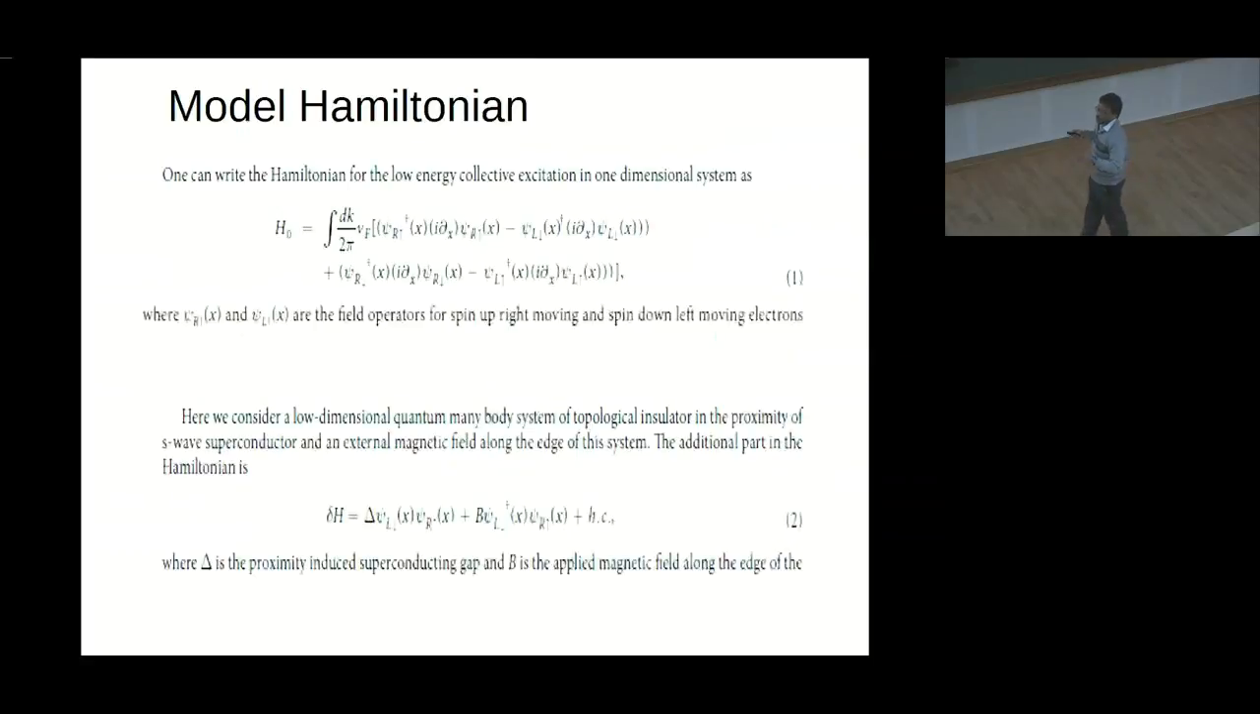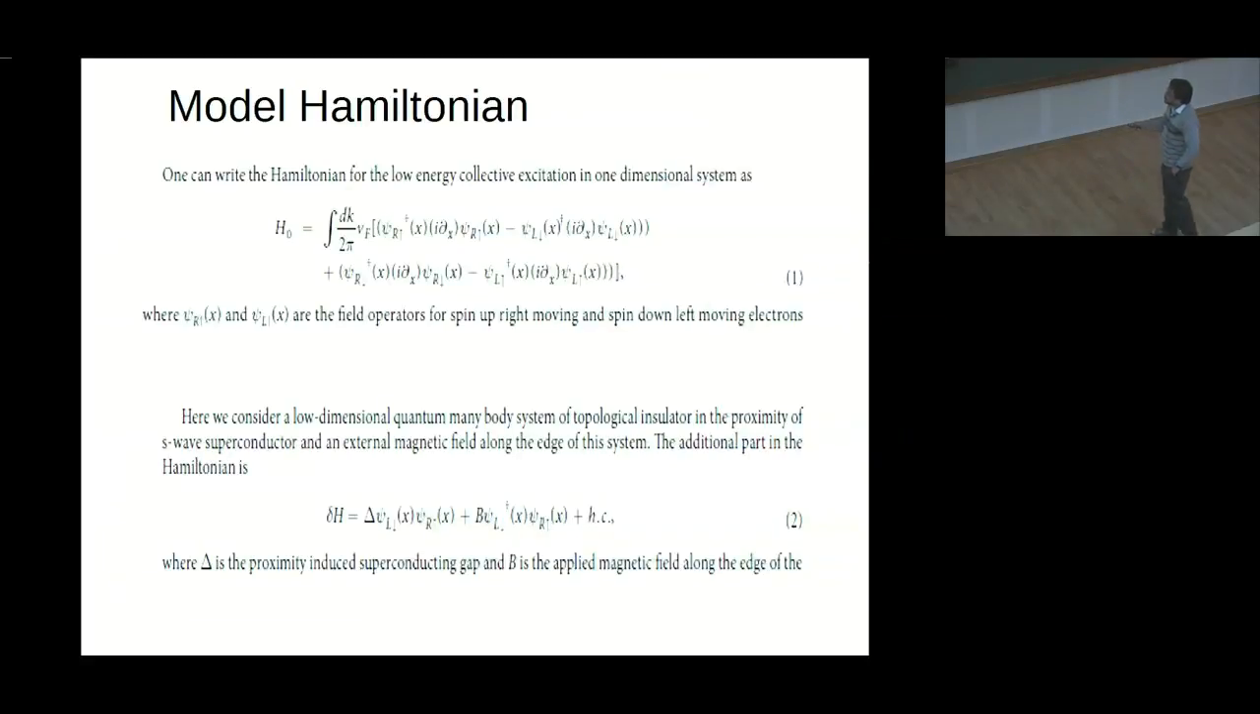And now the model Hamiltonian. In this model Hamiltonian, I have done the second quantization notation. Psi is the fermionic field, and R is the right mover and L is the left mover. You see, R is the up spin and L is the down spin. That is the counter-propagating mode with different spin. One is for the upper edge and the other is for the lower edge.